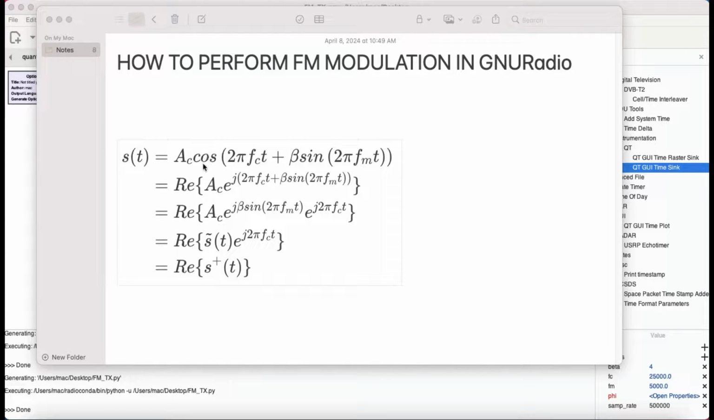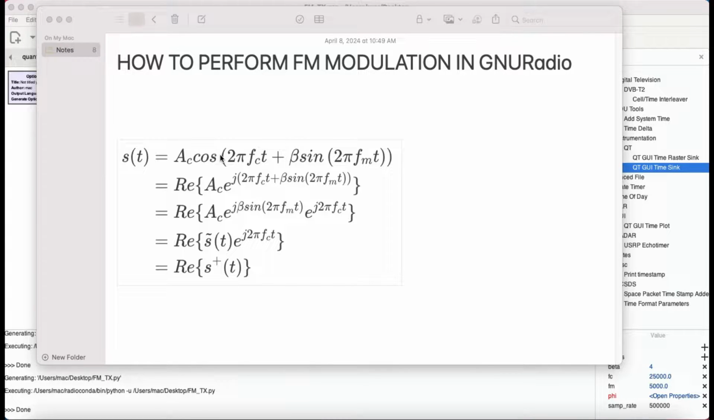Now what is the second step this equation is saying? Everything is done on a real signal, which is your cos signal. So we removed this cos and brought in Re for the real part. And then Ac is just e to the j 2 pi fc t plus beta sine 2 pi fm t. That's all we have done.